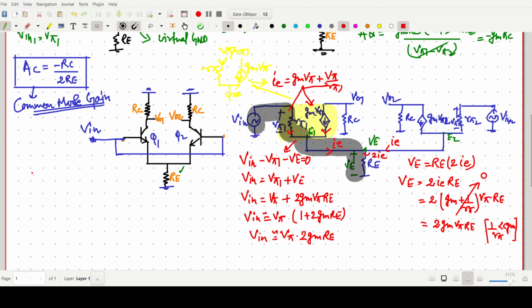Now V naught, V naught 1, any one, so minus GM RC into V pi 1. We can simply write V naught 1, I have already written. Then V naught 1 by V in, common input V in, so it should be V pi and V pi 1 all same, twice GM RE. So this V pi cancels, and this GM can cancel out. So common mode gain is nothing but simply minus RC by twice RE, the simplified one.